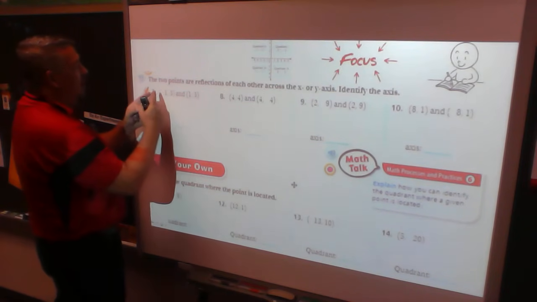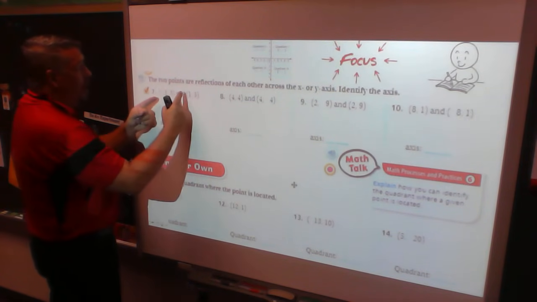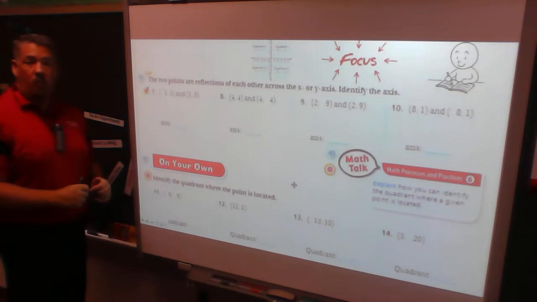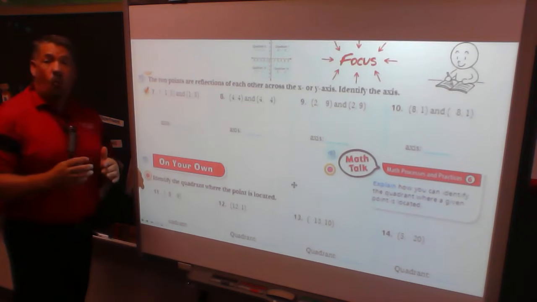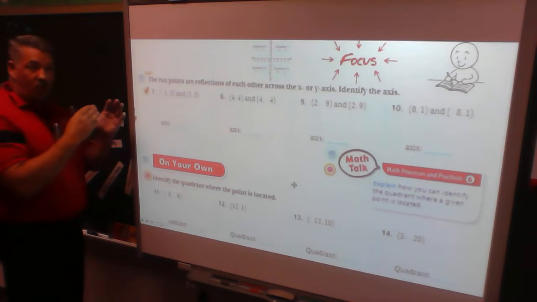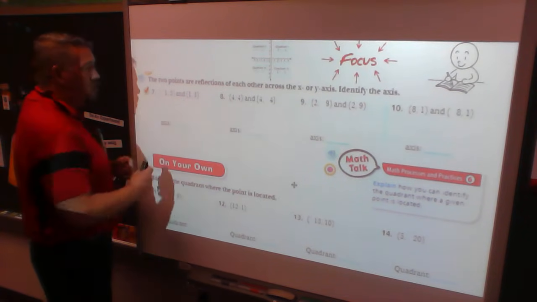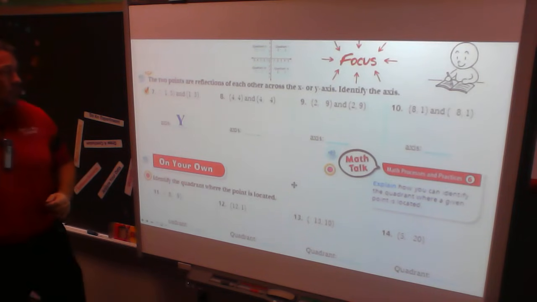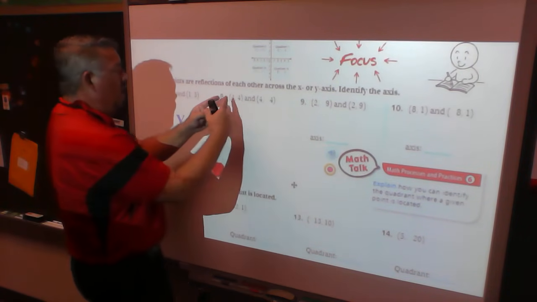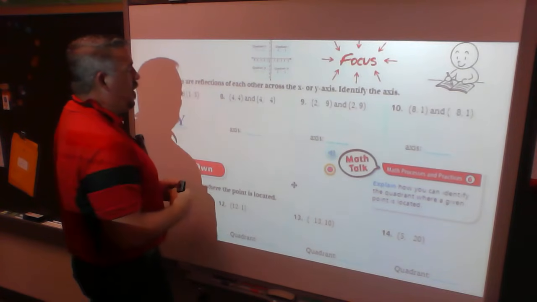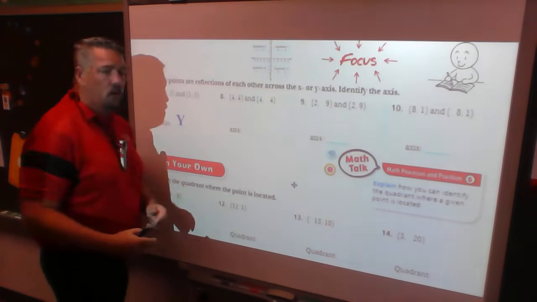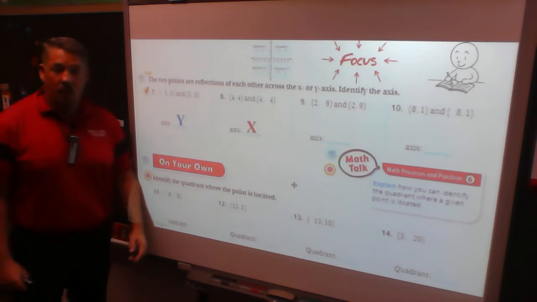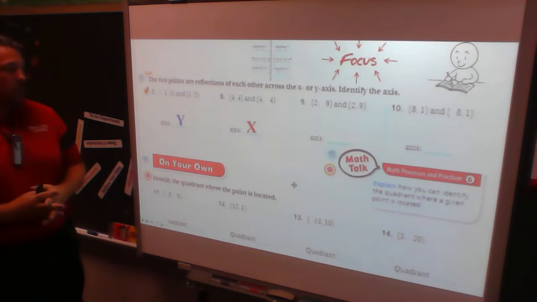On 7, I have negative 1, positive 3, and I have positive 1, positive 3. The 3's stay the same, while the 1's are opposites of one another. The 3's are on which axis? Remember that it's always x followed by y, so my 3's are my y values, so this has to be a reflection on axis y. On 8, I have positive 4 for my x's, and positive 4, negative 4 for my y's, those are opposites, right? So I know that my x value is the one that stays the same. That has to be my axis of reflection.